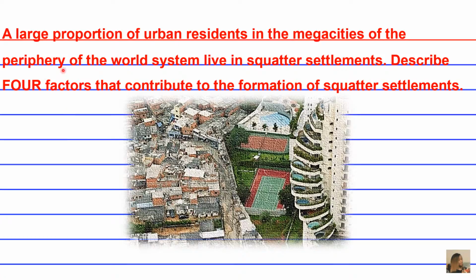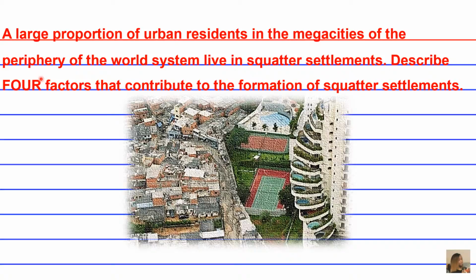And for those of you who don't know what periphery means, this is the term used in world systems theory to refer to those places or countries that are less developed than semi-periphery and core countries. These countries usually receive a disproportionately smaller share of global wealth.